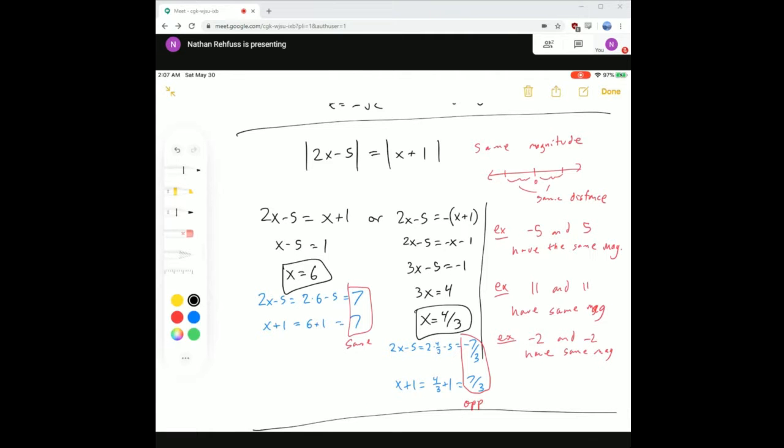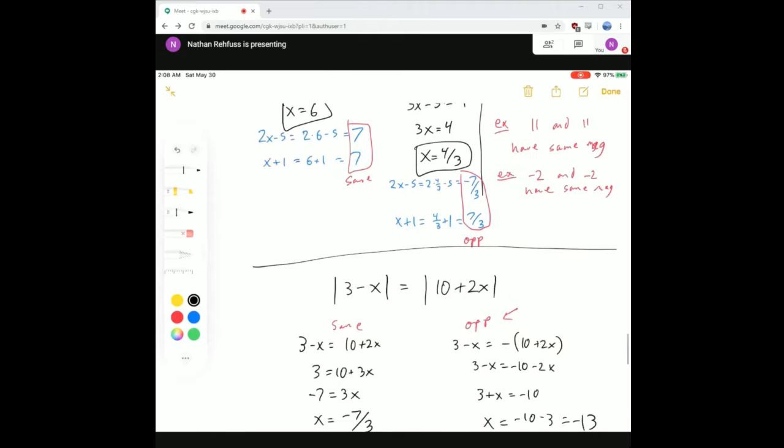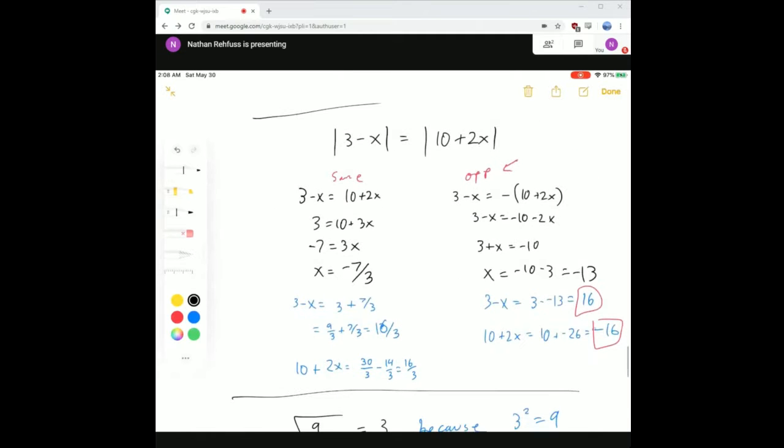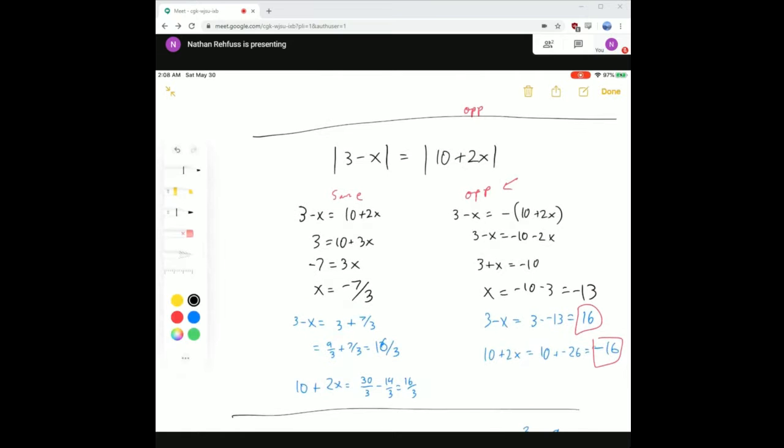Let's do one more example. And remember, if you get stuck on any of these, that's fine. Just bring it to me in office hours or send me an email.